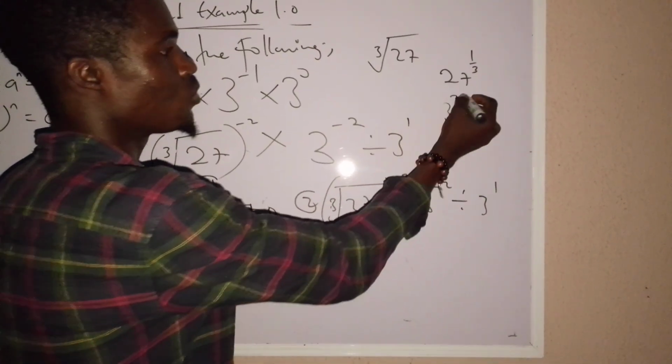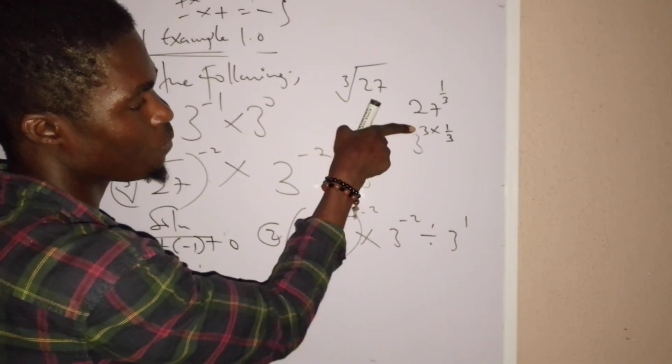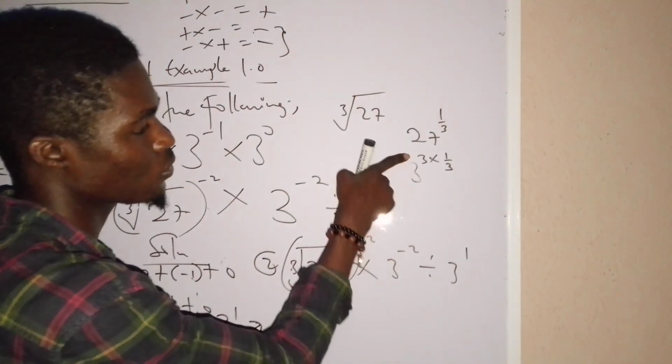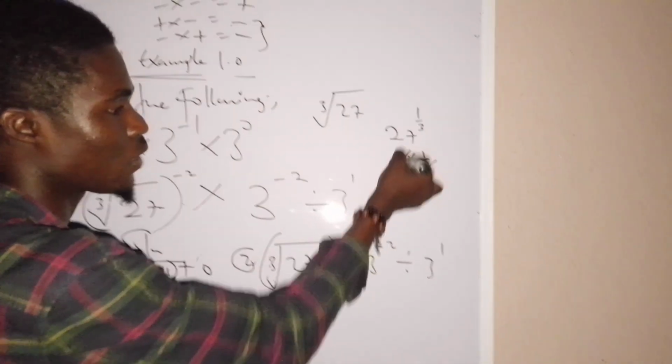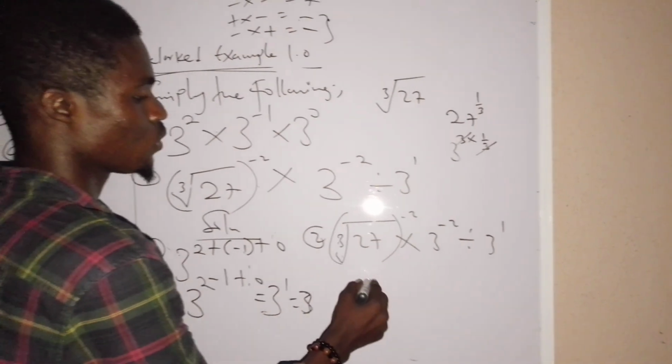You can see. So then you bring this one back. Since this 27 is having a power, you put power in front of power. So power can cancel power. So we are left with what? 3.